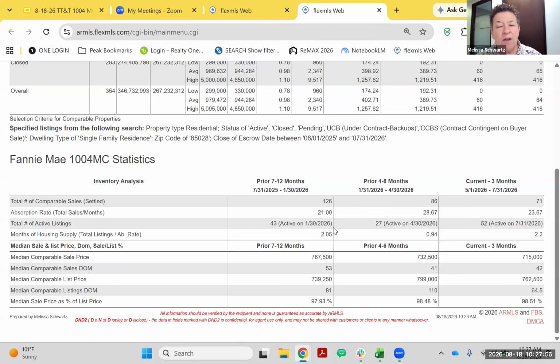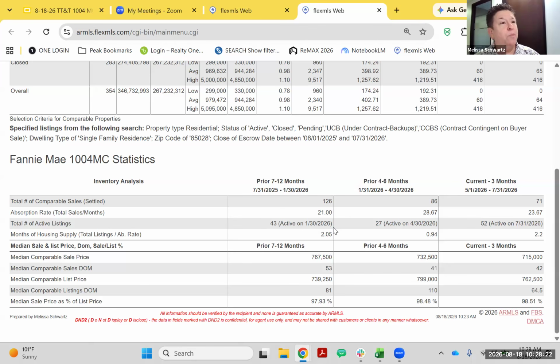It did not skyrocket. The absorption rate, if you look up above, has not modified that much. Total sales divided by months, right? So 21 sales per month is what that was talking about. 28 sales per month in those 4 to 6 months. And then we're back to 23, 24 sales in the last 3 months. That's that absorption rate, right?